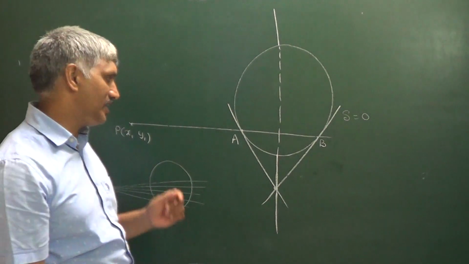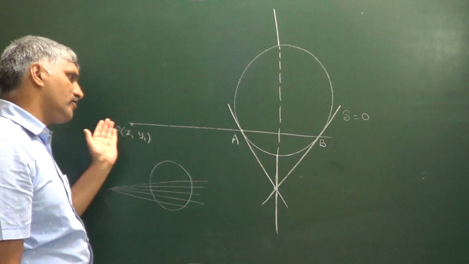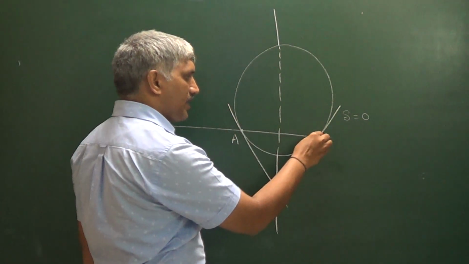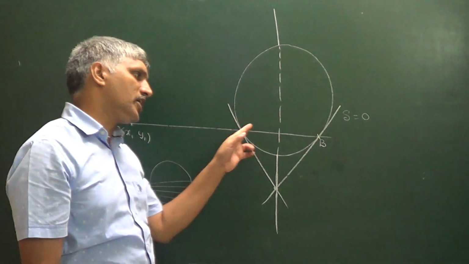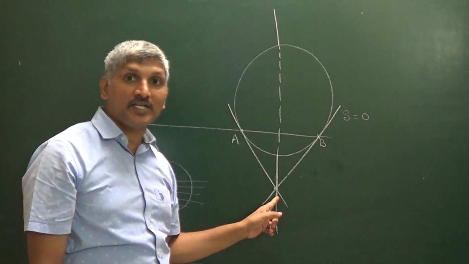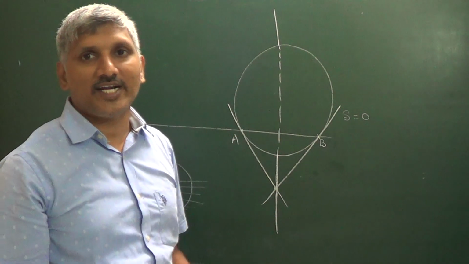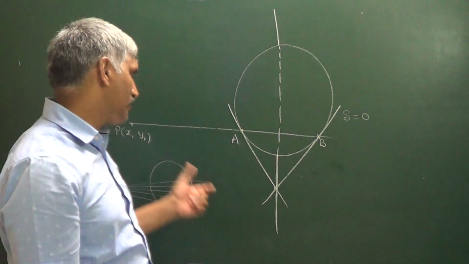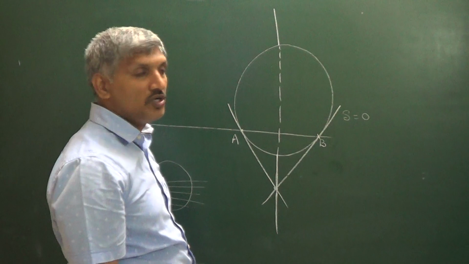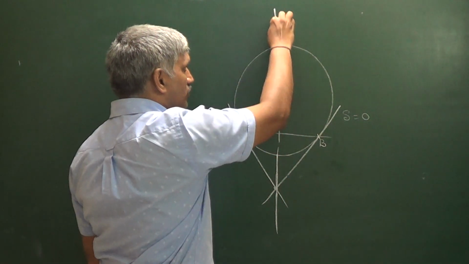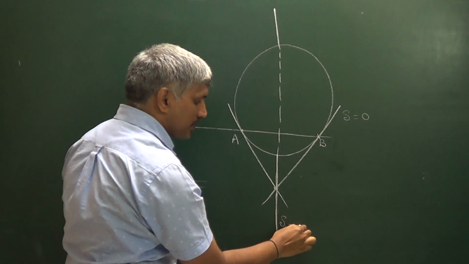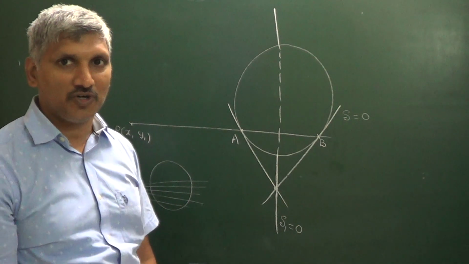Once again, through the point P(x1, y1) a secant line is drawn, which meets the circle at A and B. Tangents drawn at A and B intersect at a point. The locus of this point lies on a straight line. That straight line is called the polar of the point P(x1, y1) with respect to the circle S equal to 0. The equation of this polar is given by S1 equal to 0.